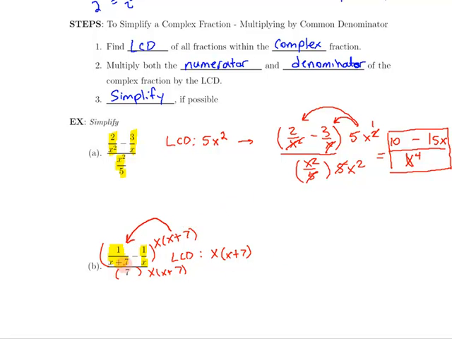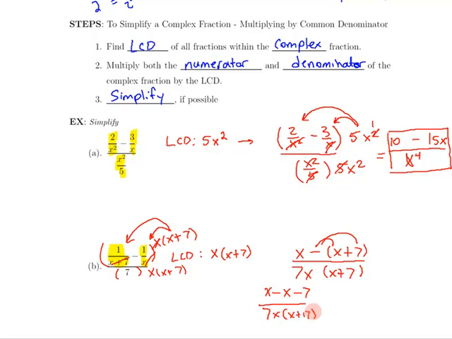term in the numerator, the x plus 7's cancel, right? And I'm left with just an x. Now, I take that same LCD, x times x plus 7, times the second one, the x's cancel, and I'm left with a minus an x plus 7. Okay? In the denominator, I'm going to have x, a 7, and an x plus 7.